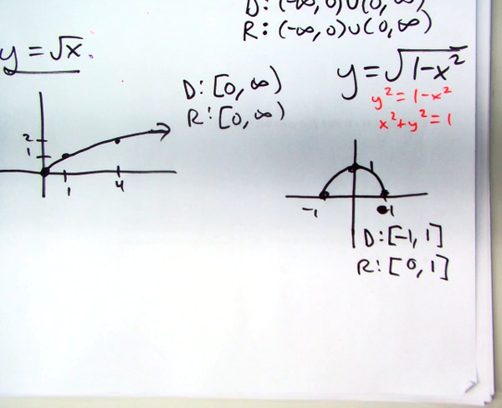Okay, so these are the 6 basic graphs. Make sure you know them forwards and backwards. Domain and range. Okay?